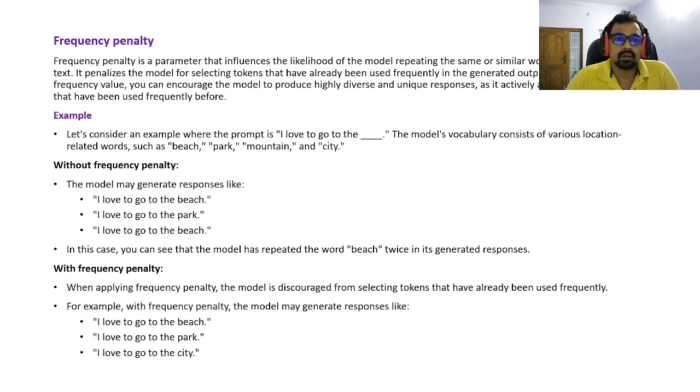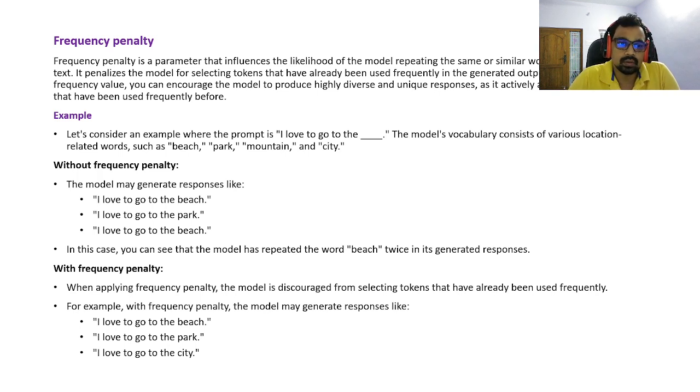Frequency penalty. Frequency penalty is a parameter that influences the likelihood of the model repeating the same or similar words in its generated text. It penalizes the model for selecting tokens that have already been used frequently in the generated output. For example, there's a prompt: I love to go to something. You ask the OpenAI model, and the model has probabilities of returning beach, park, mountain, and city. Without a frequency penalty, let's say it gives I love to go to the beach the first time, I love to go to the park the second time, and the third time again it says I love to go to the beach, because it has higher probability, and you don't want the same word or token to repeat again and again.